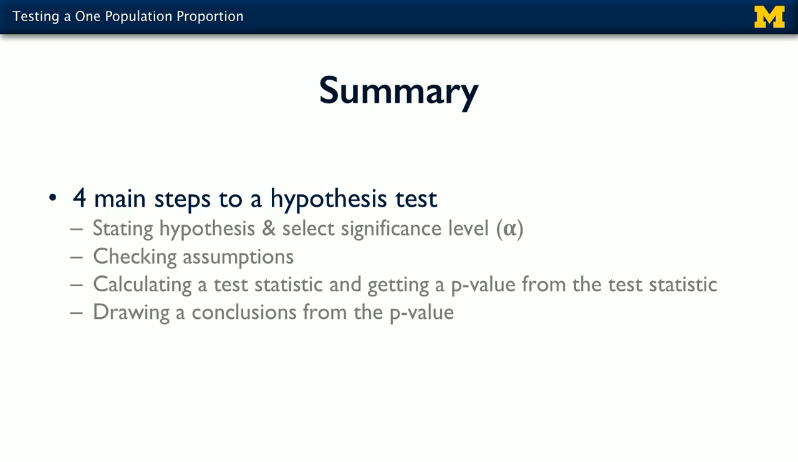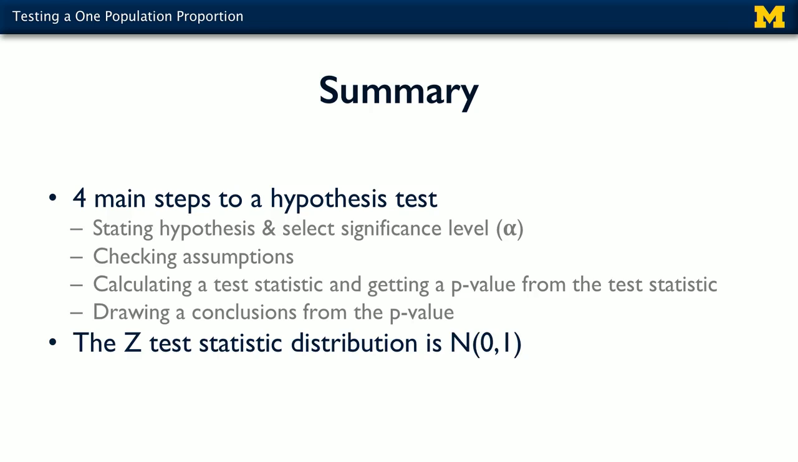In addition to this, we also talked a little bit more about the z-test statistic distribution and how it's a normal 0-1 because we centered and scaled our initial distribution, which was also normal. And in future cases, you aren't always going to have a z-test statistic. We'll see other ones like the t-test statistic in future lectures.